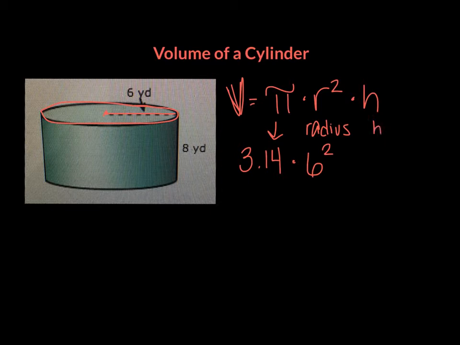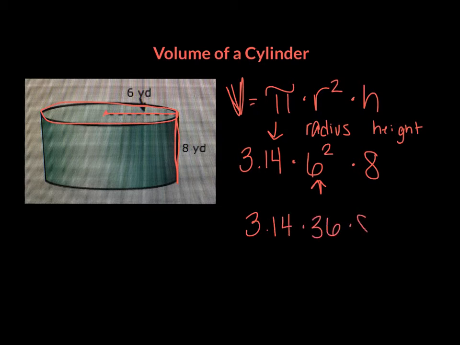H stands for the height of the cylinder. And so what we want to do is that's going to be the top circle to the bottom circle, and so that is 8 for us. So then all you want to do is follow the order of operations. So remember to do this exponent before you get started. So it's really going to be 3.14 times 36 times 8. And you're just going to type that in your calculator and then come on back to the video.